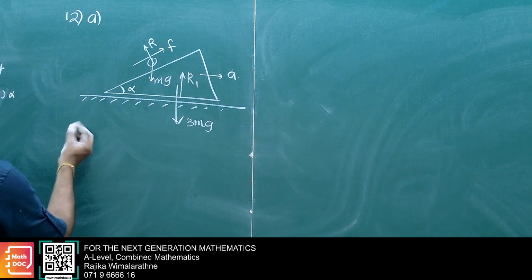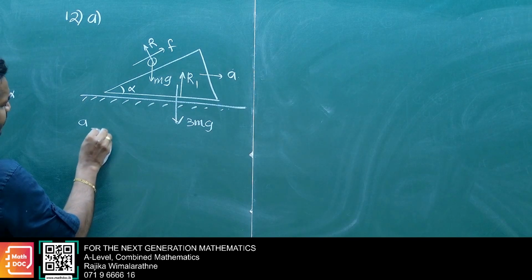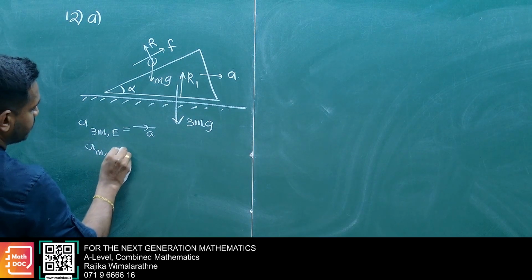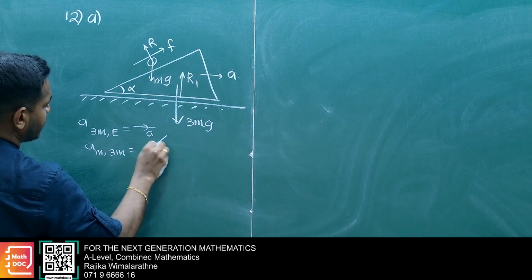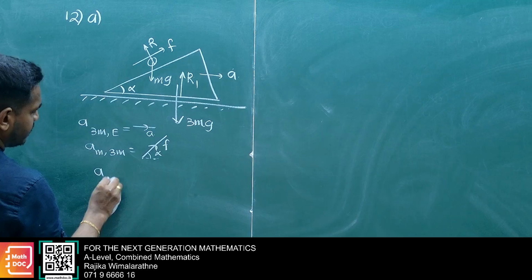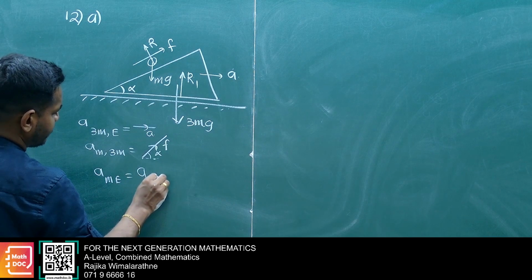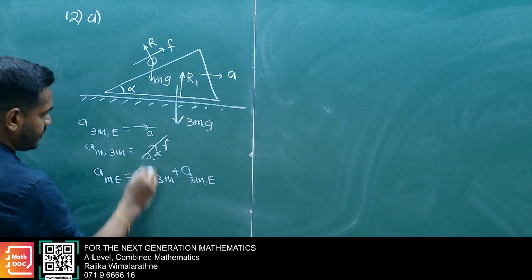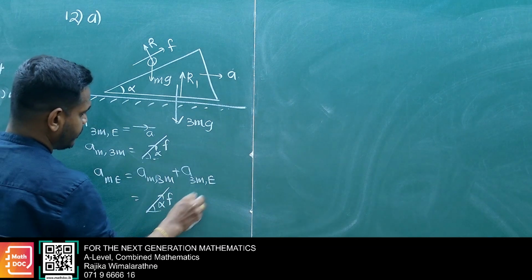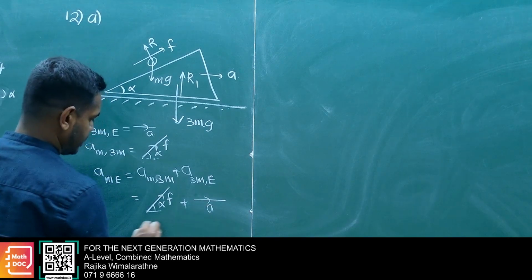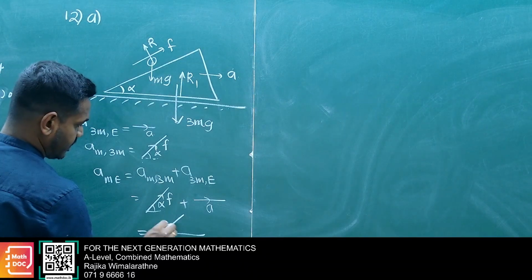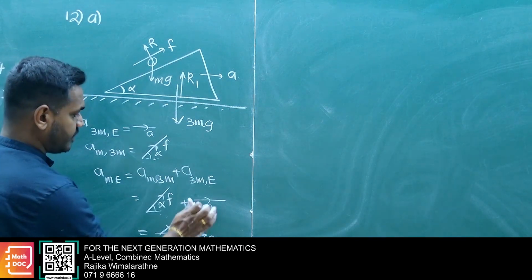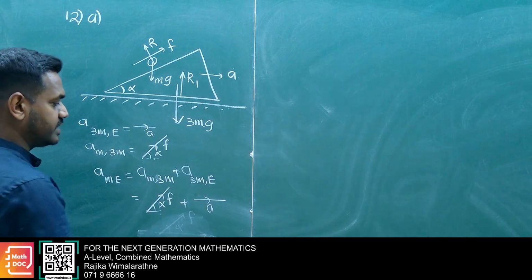Now let the acceleration of 3m with respect to earth be a horizontally, and the acceleration of m with respect to 3m be f along the incline. Then the acceleration of m with respect to earth is the vector addition of a and f, with f at angle alpha to the horizontal. Okay, you can take this.